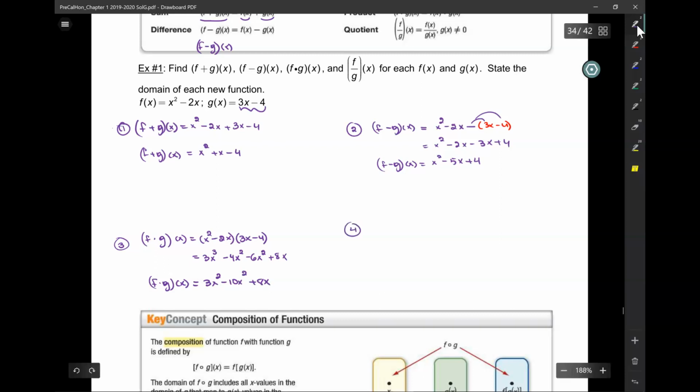Finally, if I want to do f over g of x, okay, I'm going to divide them. So f is x squared minus 2x divided by 3x minus 4.